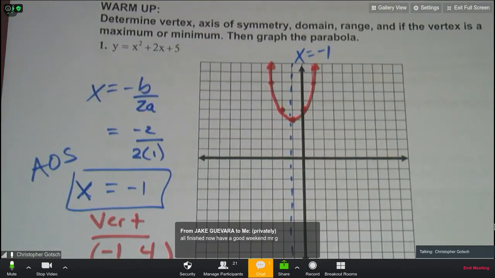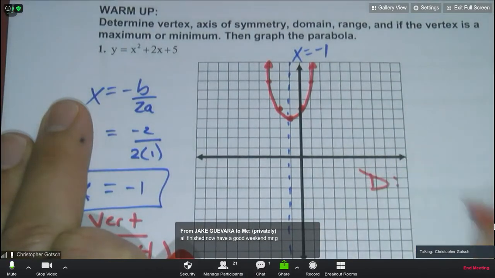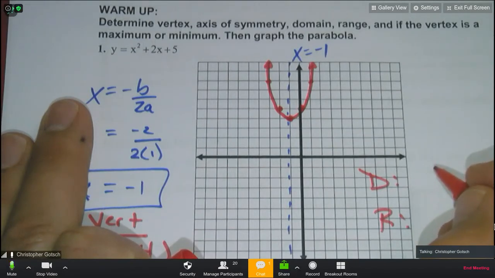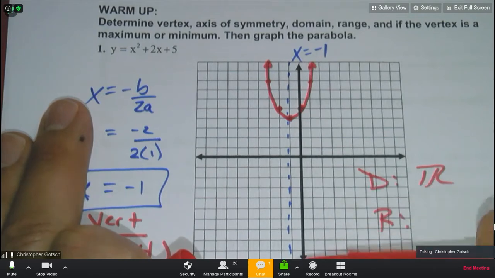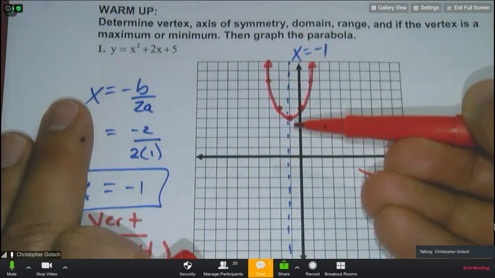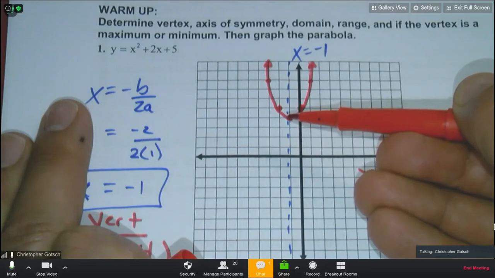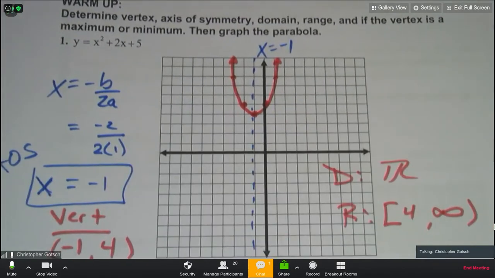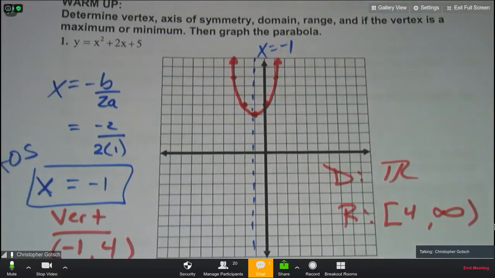They don't ask you to do this, but I always like talking about it. Domain and range. Domain is always the same thing. We go negative infinity to infinity or all reals. You can do the fancy R. Range is bottoms up. Where do I start seeing my graph? Right there. What's this y value? 4. So it's a bracket on 4. It's a solid dot, and it goes all the way up to infinity. Okay.